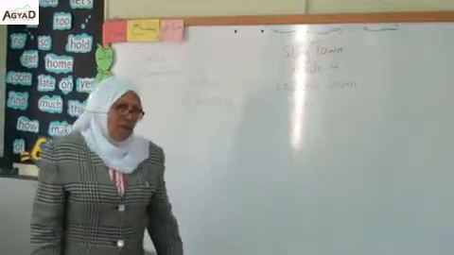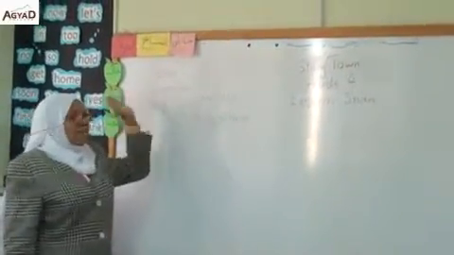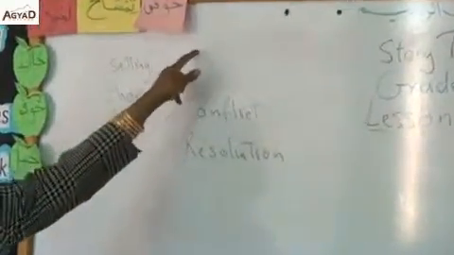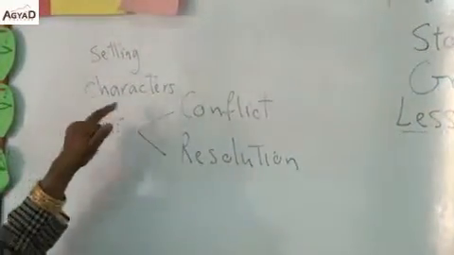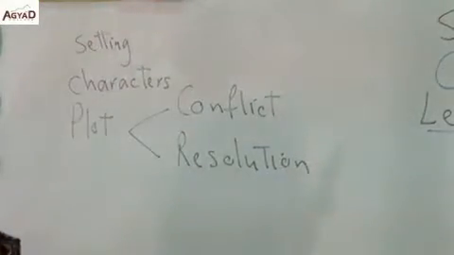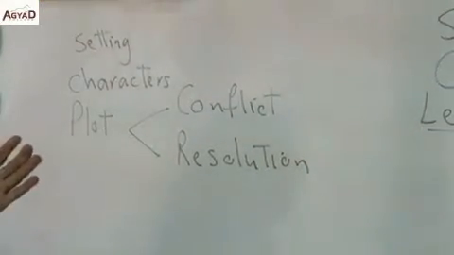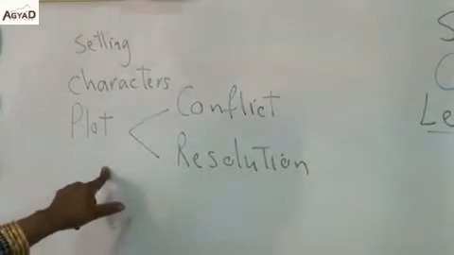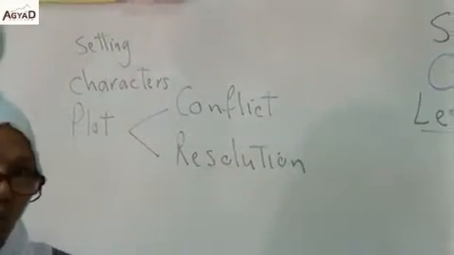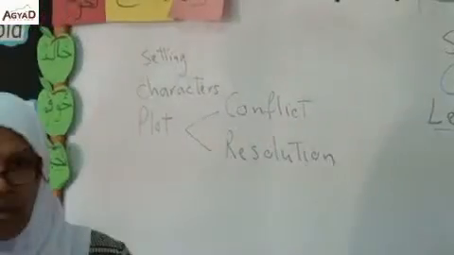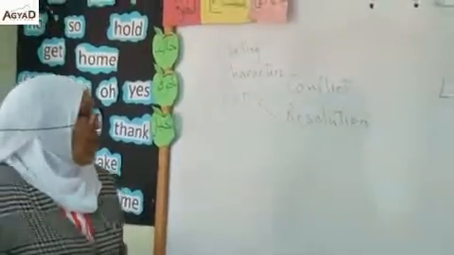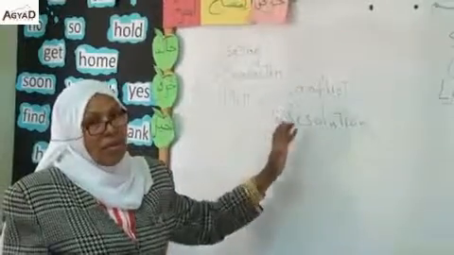As you remember, a story consists of setting, the character and the plot. Of course, you know the setting, the time and the place. The characters, we have of course the main character and the subsidiary characters. Today we will talk about the plot. The plot means the events, what's going on in the story. So, in this event we have the conflict and the resolution.